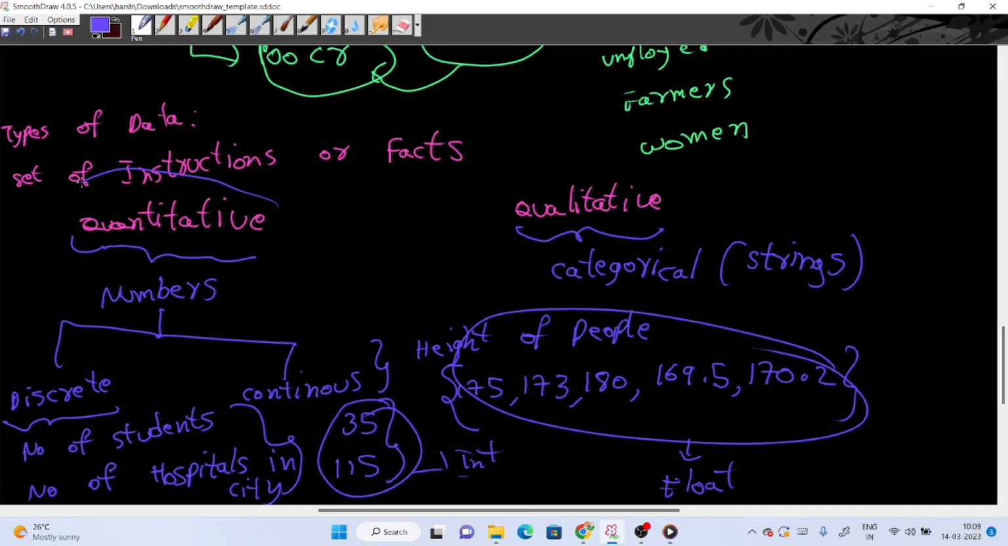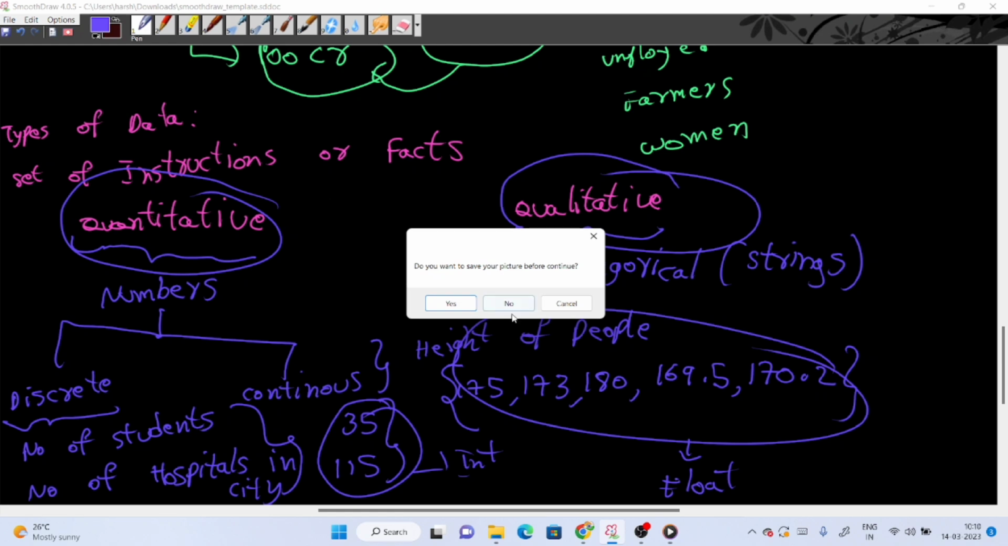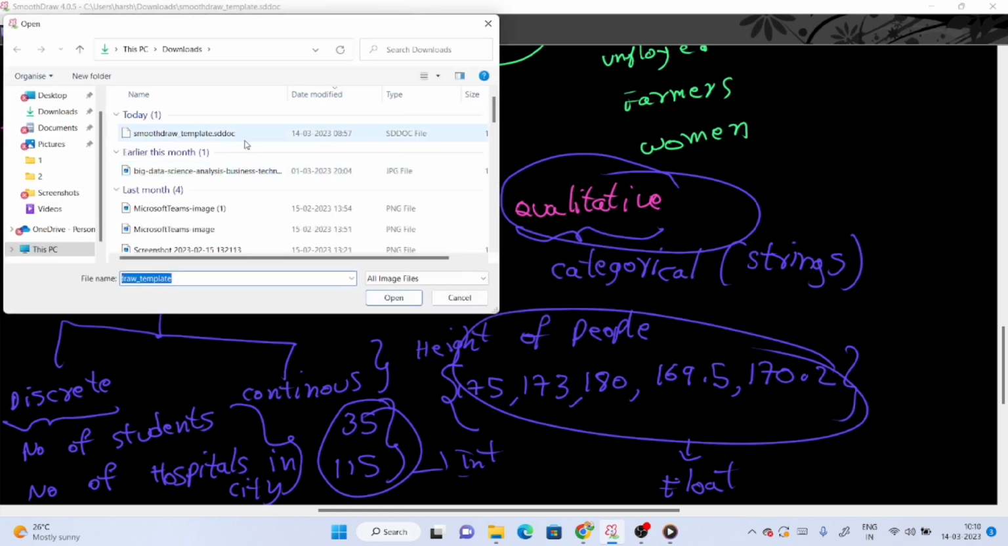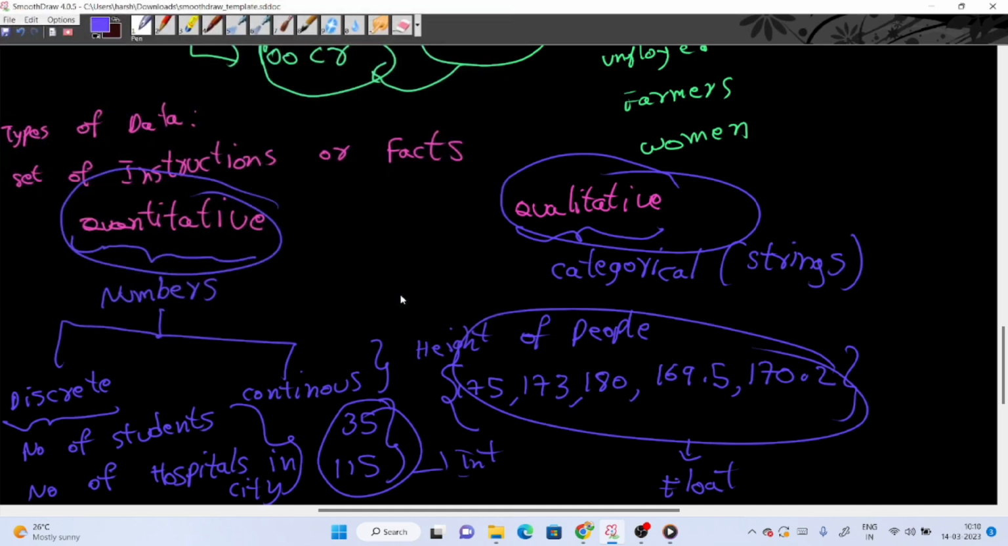So this is all about quantitative data. Now let us discuss qualitative data. In qualitative, we have two things called nominal, and second one is ordinal. The common thing between these two is both will deal with categorical values.